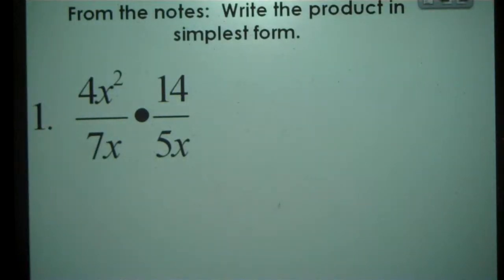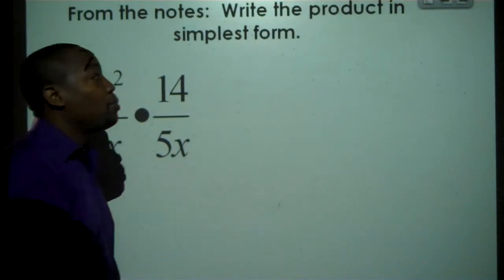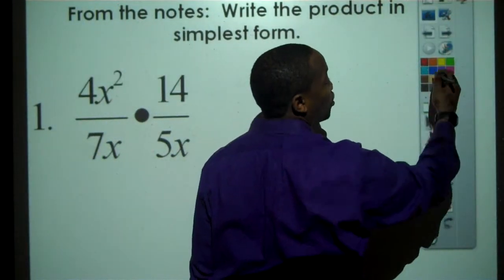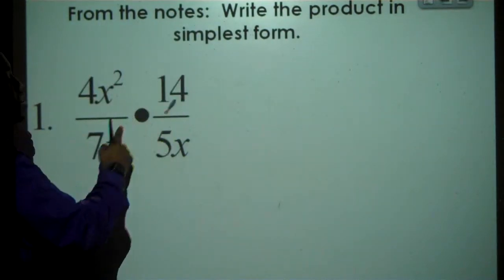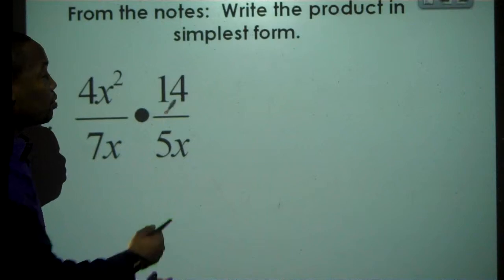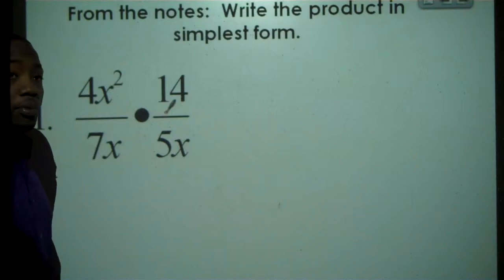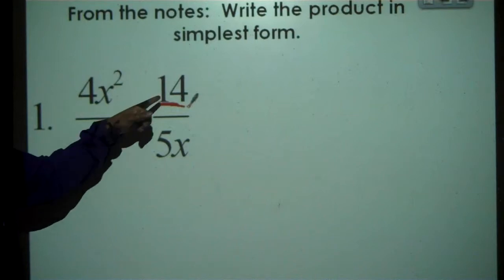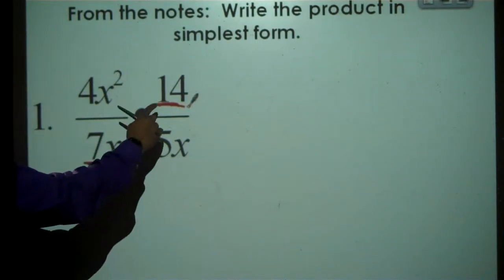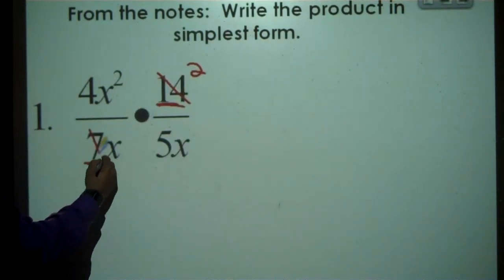So first example we have right here. Like I said earlier, you basically want to go ahead and reduce. Now I'm going to use a method called cross-reduce. What does cross-reduce mean? Basically, if I have a number going this way that I can reduce, then I can. For example, let's look at the GCF going this way, or the GCF going this way. Do we have a GCF going this way with the numbers? Yeah, we do. We have the 7 and the 14. The GCF between 7 and 14 would just be 7. If you divide this one by 7, we get 2. Divide this one by 7, we get 1.